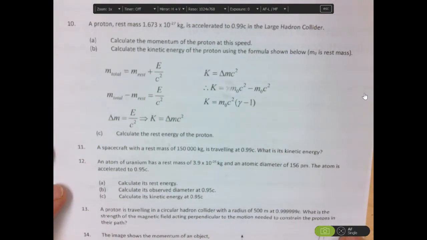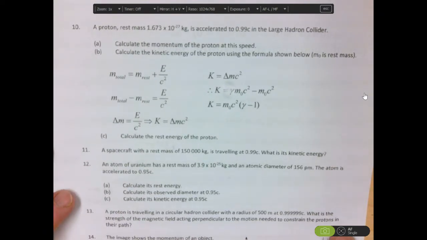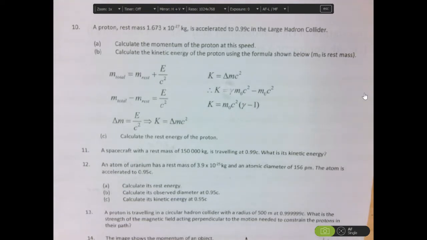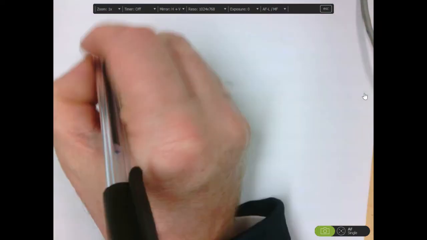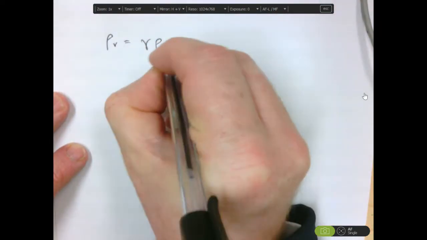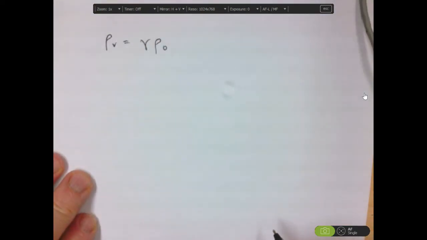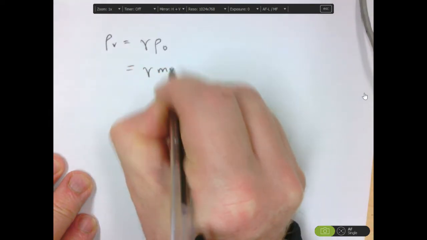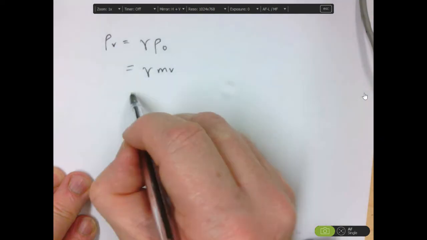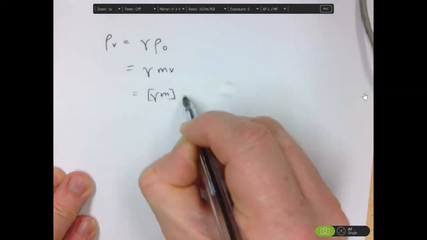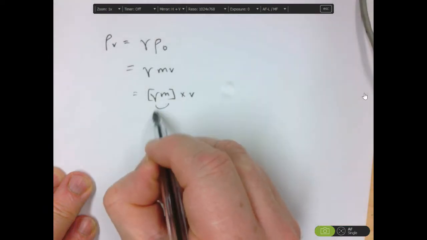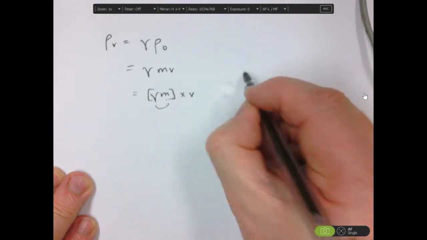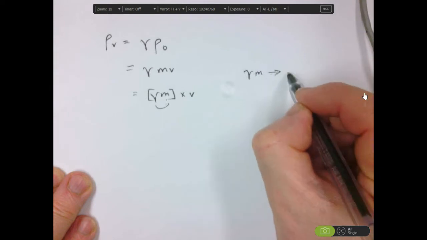In 10, we're going to be introduced to a concept which is often misunderstood when we talk about relativity: relativistic mass. Relativistic mass comes as a product of its momentum. We know that the relativistic momentum is equal to gamma times the Newtonian momentum, which is gamma times mv. You can consider it to be gamma times m times the velocity. So often we think about this term, gamma times m, as being an increase in mass.